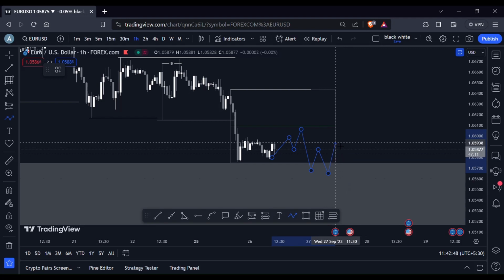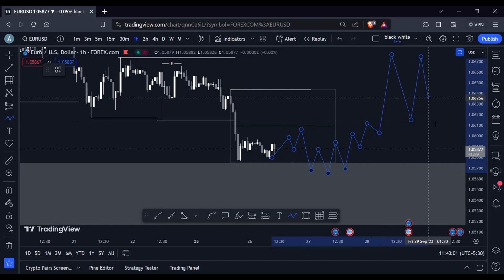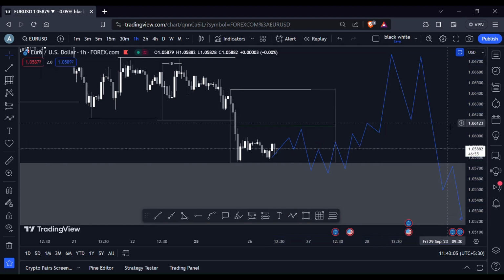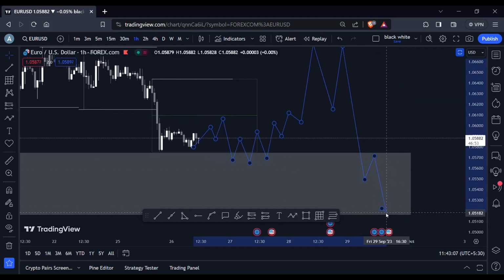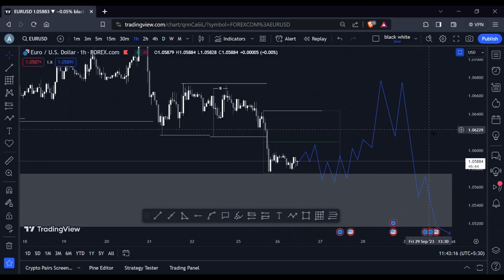Otherwise, in the most probable case, we are expecting a pullback upside. Since it's a monthly unmitigated level, we can retrace back to take these liquidities over here, and then we will fall back, taking the major monthly liquidity, and we will retrace back into this phase. So this is my today's analysis.